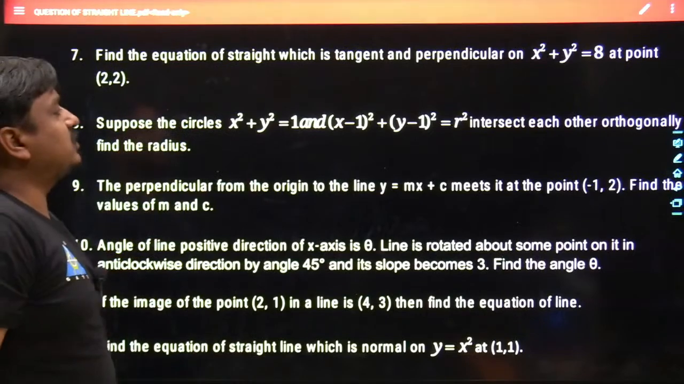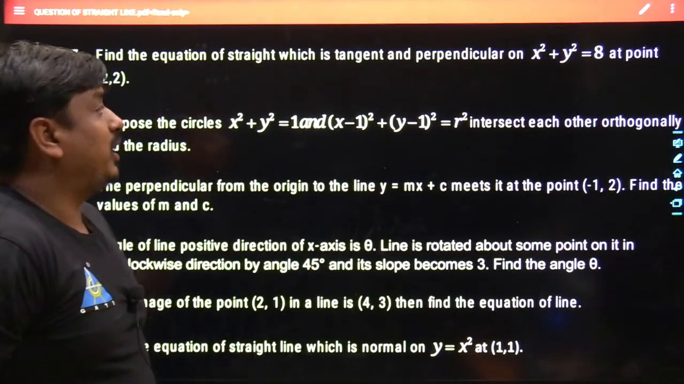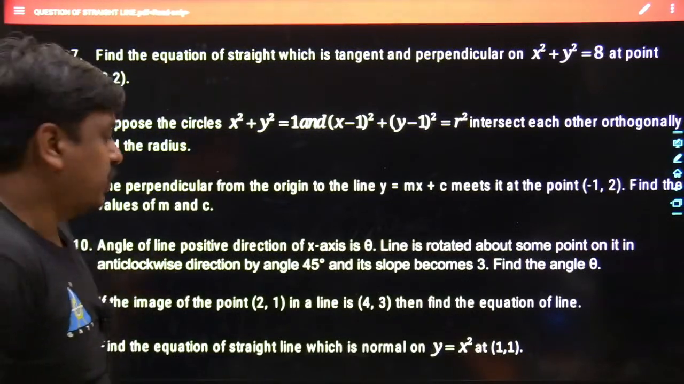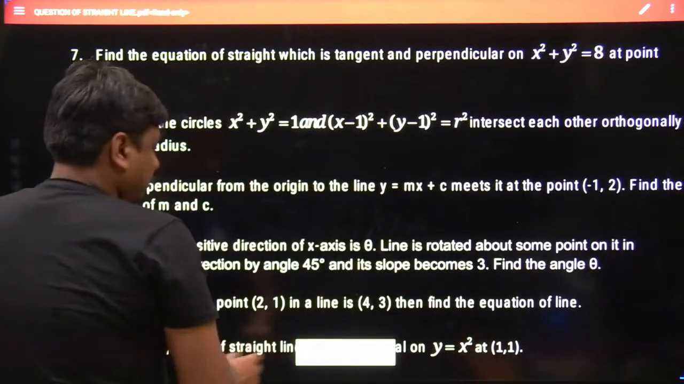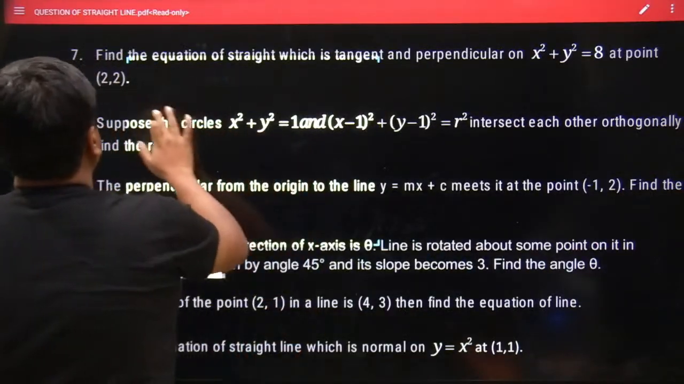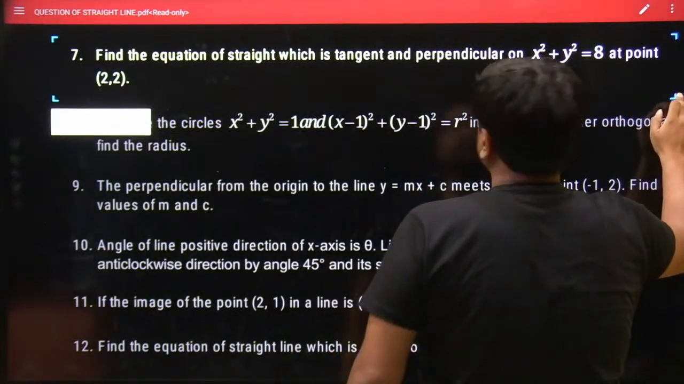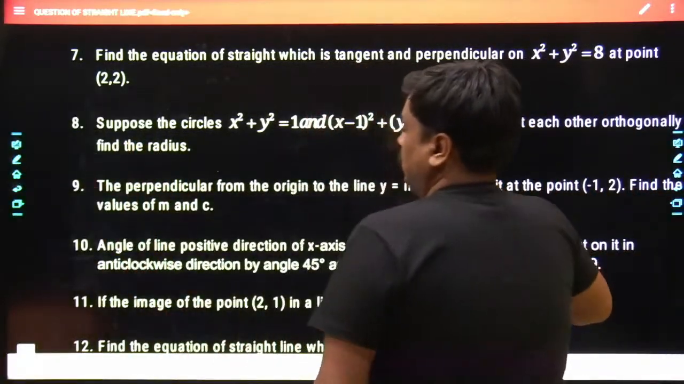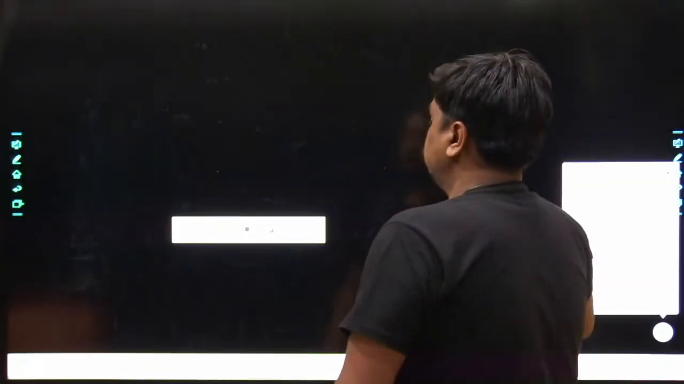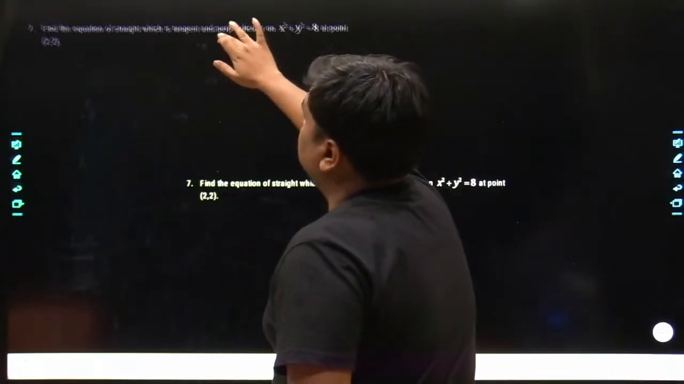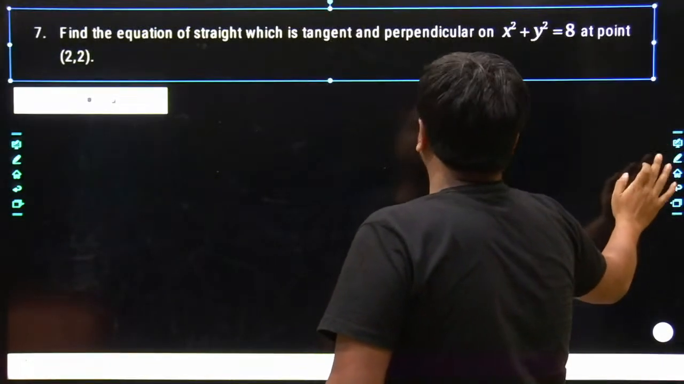At the very beginning, let me focus on the first question: find the equation of the straight line which is tangent and perpendicular on x² + y² = 8 at point (2, 2). For better understanding of what I will be doing here, I will take this problem onto the working board. Yes, let me bring this problem into the working board. Just a minute. Here comes the problem. This would be the first question of the day, and in the series it would be the 7th question.